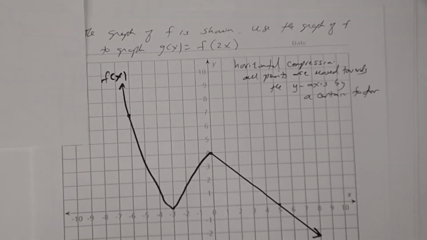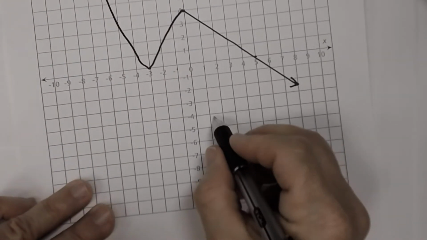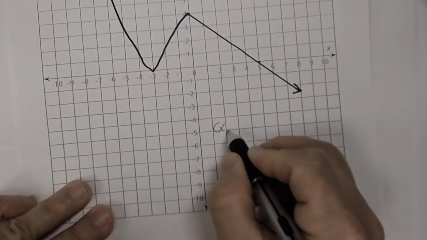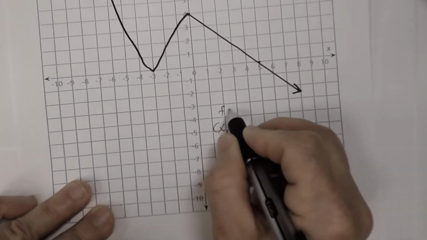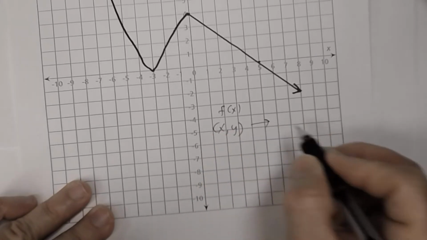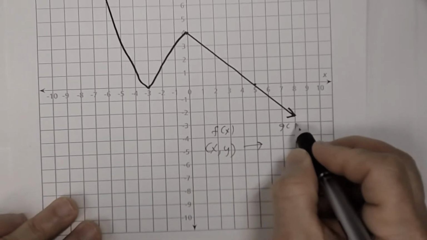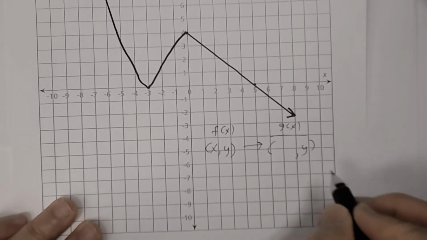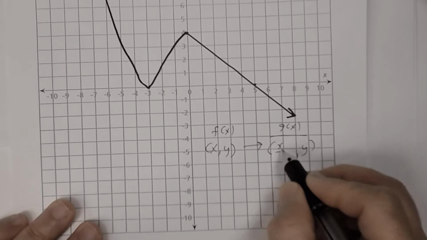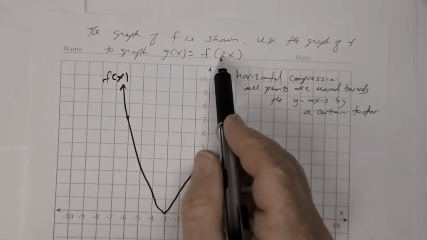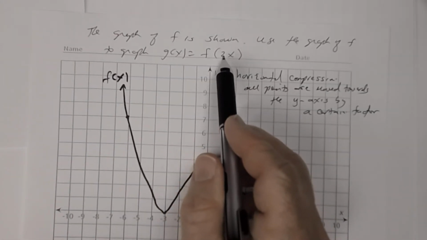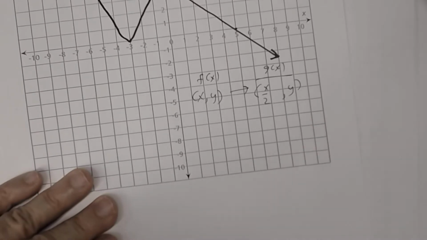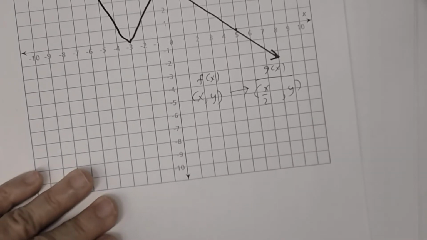Okay, all right. Now, our rule here, I'm going to write it down here. The point (x, y) on f of x becomes, on g of x, the point... Now remember, the y coordinate stays the same. It's the x coordinate that I divide by this number. So I take each x coordinate and divide by 2. So that's how it changes. All right, okay, so here we go.